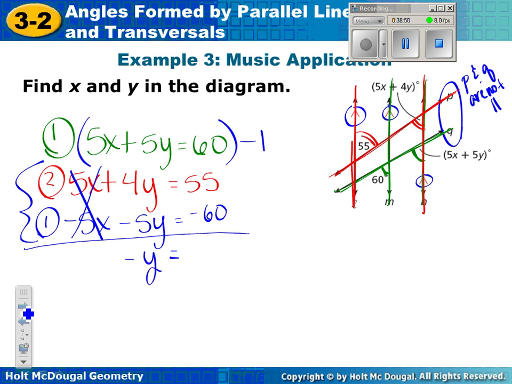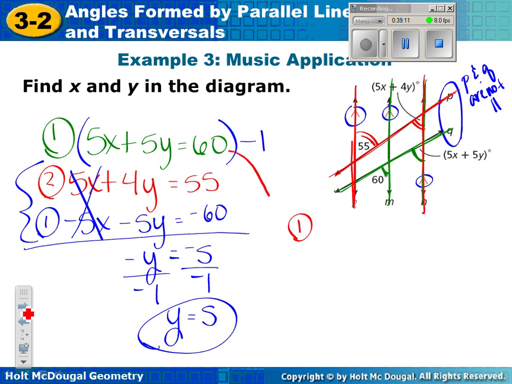-y equals -5. So we need to divide by -1. And what do we end up with? Y equals 5. It said find x and y. So y is 5. And now we can plug that back into any of those three equations. Does not matter. I'm going to go back to the very first equation up here at the top before we multiply by -1. So 5x plus 5 times 5 equals 60.